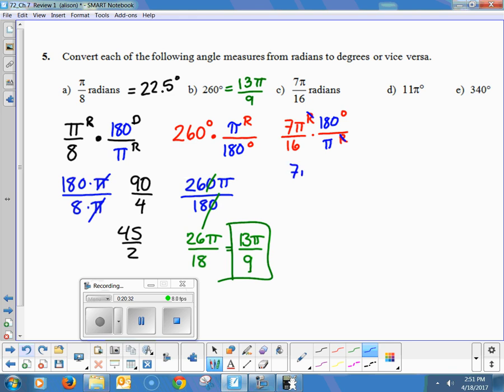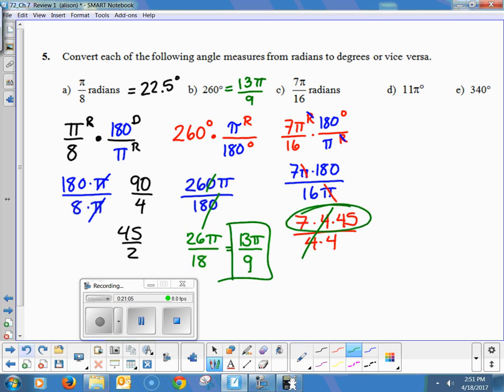So I get 7 pi times 180 divided by 16 times pi. I don't know what 7 times 180 is, so I'm going to be lazy. One thing I do know is that my pi's will cancel. I'll show you how laziness pays off. 180 is 4 times 45, and 16 is 4 times 4, so we can do that. And now I'm too lazy to do this: 7 times 45 divided by 4.